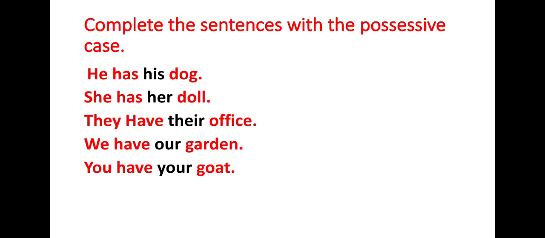They have their office. They का their आएगा. उनका अपना office है. We का our आएगा. We have our garden. Next, you का your आएगा. You have your goat.